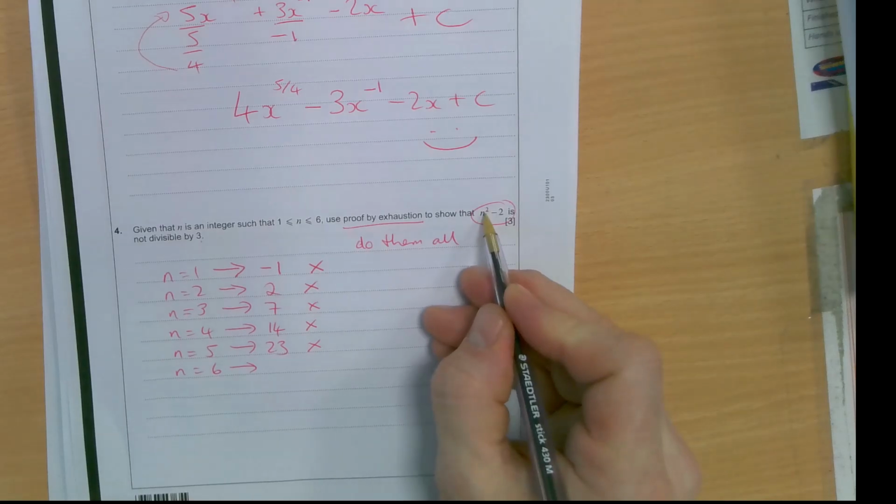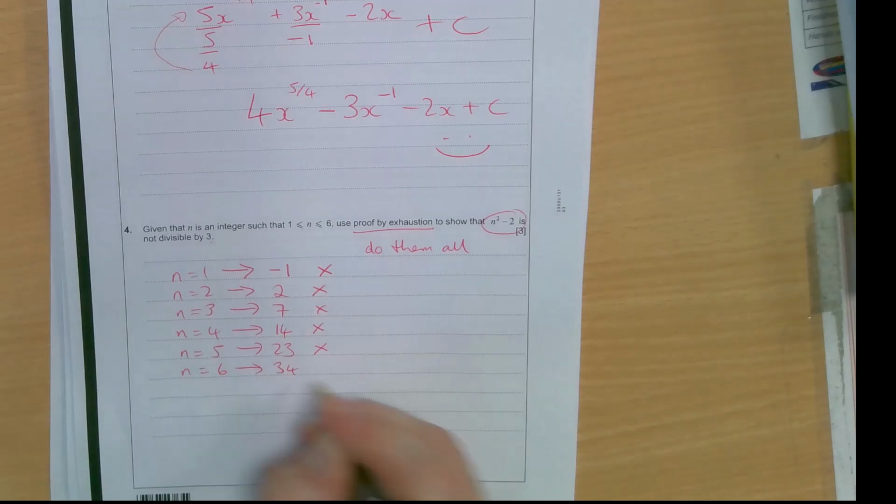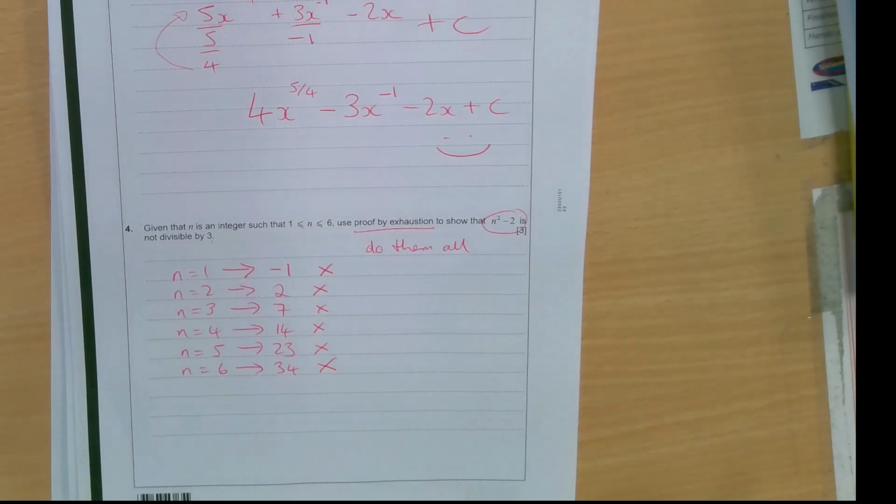And 6 squared is 36. Take away 2 is 34. That is not divisible by 3. And that's all you've got to do to get 3 marks. That's simple. Easy peasy. Good first 4 questions there on this paper.